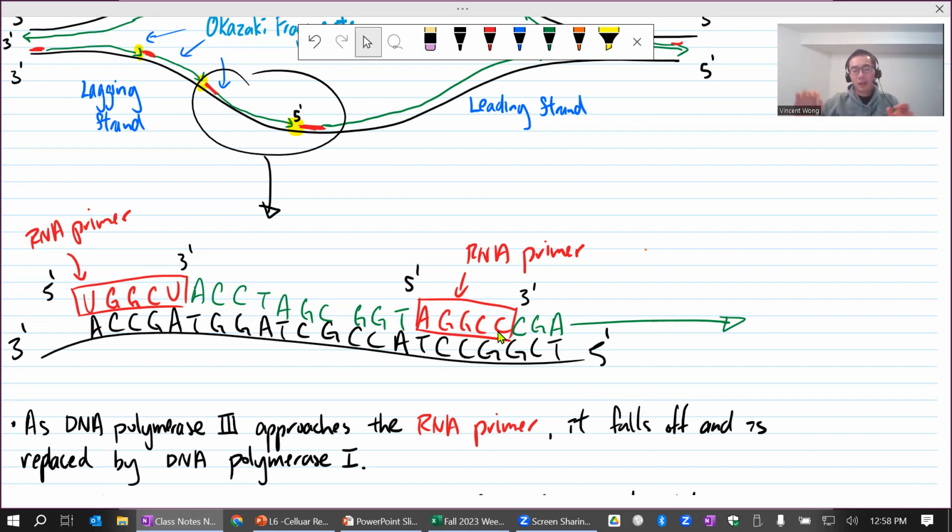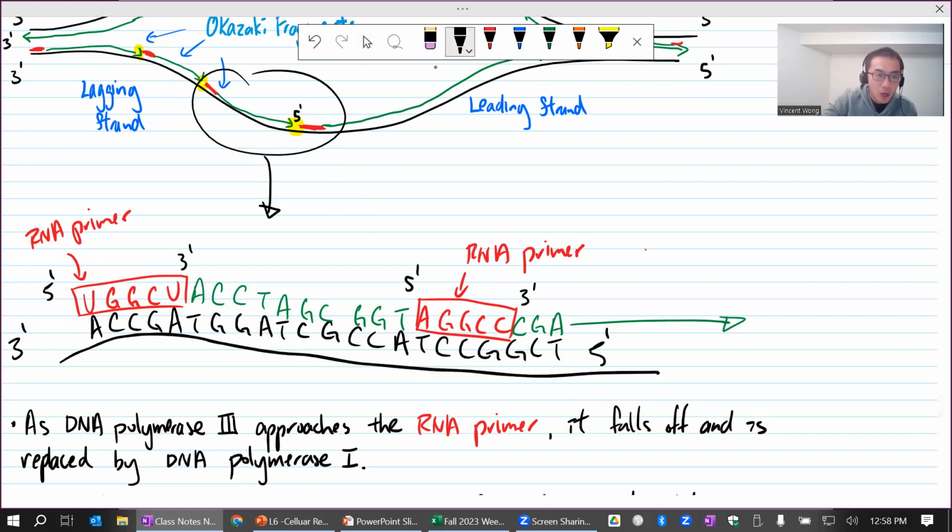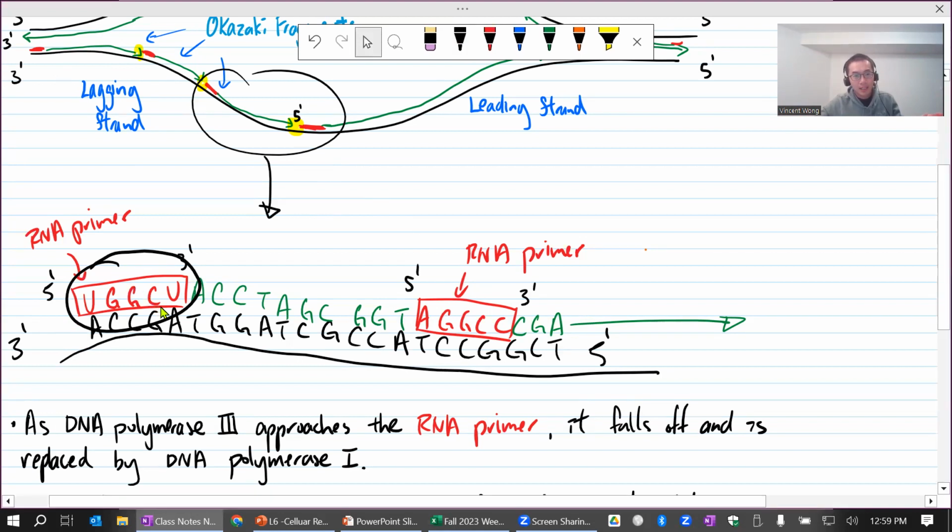Okay. Now, the ligase doesn't really have anything to do with what we were talking about. The ligase just connects all the fragments together. All the lagging fragments. That's right, exactly. Now, here's the thing. If this is the end of my DNA, what is going to replace this primer? Nothing. Because I don't have another polymerase coming down and then telling polymerase 1 to get on and replace it. You know what I mean?